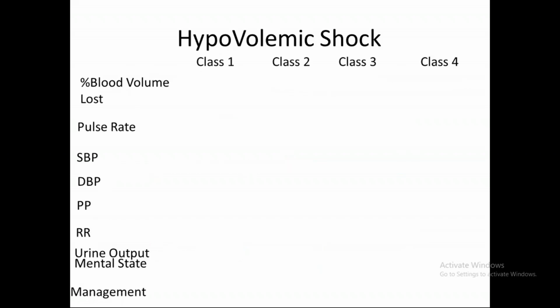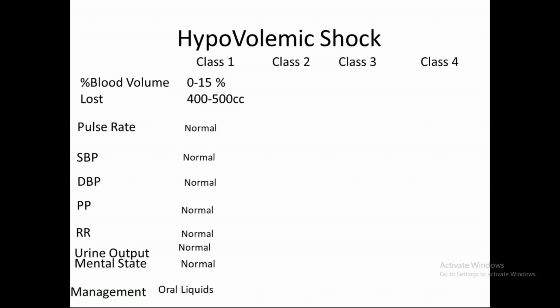The parameters which we will discuss are the percentage of blood volume lost, the pulse rate, the systolic blood pressure, the diastolic blood pressure, the pulse pressure, the respiratory rate, the urine output, the mental state of the patient, and the management. Okay. So in class 1, the percentage of blood loss is 0 to 15%, that is around 400 to 500 cc. In this, everything remains within normal limits, right? An example of this type of shock is blood donation.